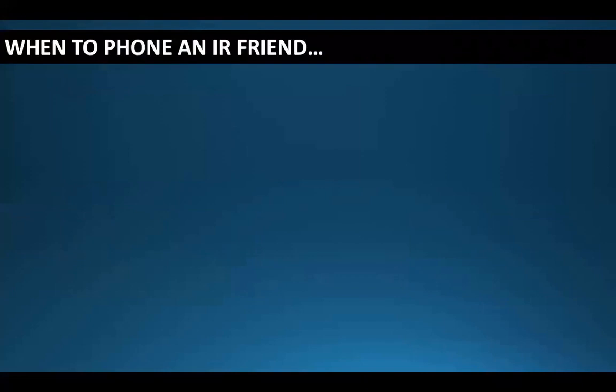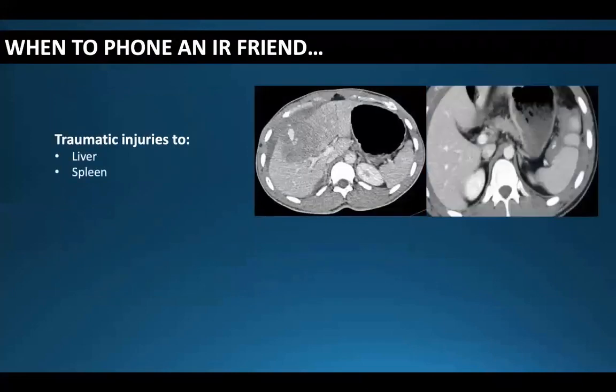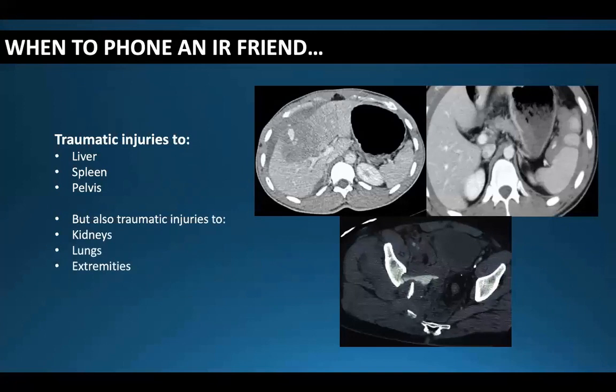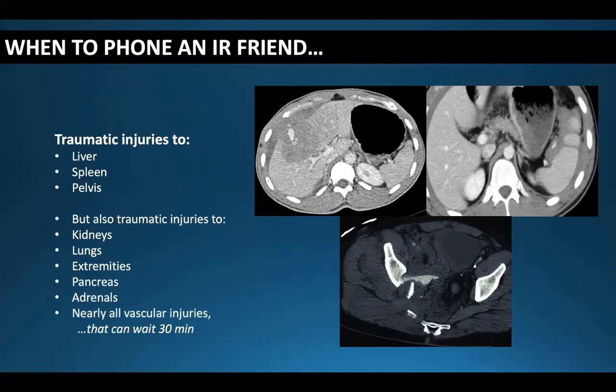When to phone an IR friend. Traumatic injuries to the liver, spleen, and pelvis are the mainstays of IR trauma intervention. But also traumatic injuries to kidneys, lungs, extremities, pancreas, adrenals, and nearly all vascular injuries that can wait 30 minutes. Often we're not in-house in many hospitals, and we are within 30 minutes of reaching the hospital.